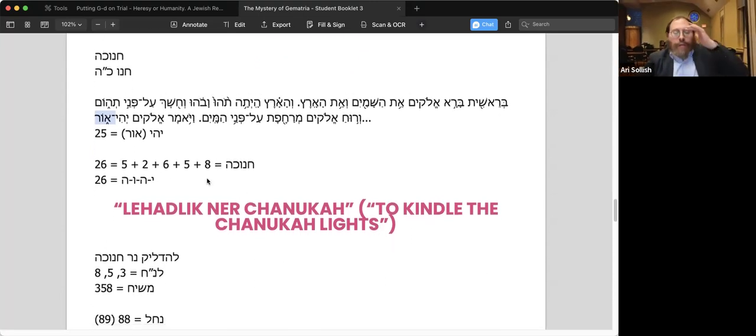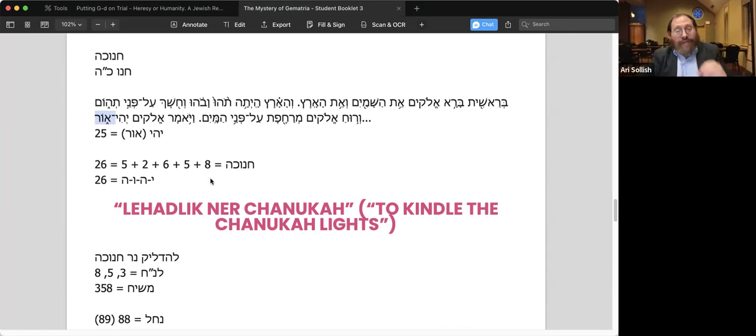Now, let's delve back into the Gematria of Chanukah. We're going to do Mispar Katan. Remember what Mispar Katan is? You lop off the zeros. Ches is 8. Nun is 50, but if you take off the 0, now it's 5. Vav is 6. Chaf is 20, but that's 2. And Hey is 5. 8 plus 5, plus 6, plus 5, plus 2, plus 2, plus 5 equals 26. Not 25, 26. Chanukah's Mispar Katan is 26.